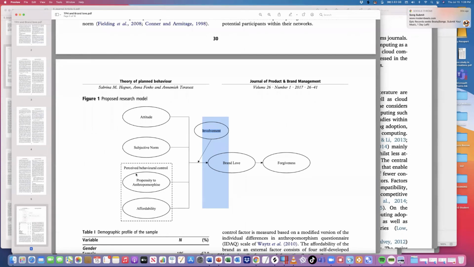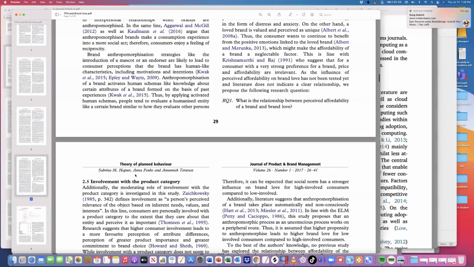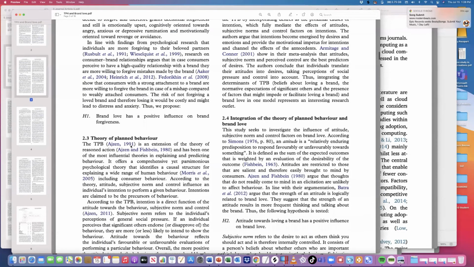Let me bring it from the horse's own mouth. Look at it, it said TPB, developed by Ajzen, is an extension of the theory of reasoned action and has been one of the most influential theories explaining and predicting behavior. It didn't say predicting brand behavior. It just predicts behavior. So if today you want to study why certain behavior is seen in the public sector, you can use this one. Attitude to the public sector.